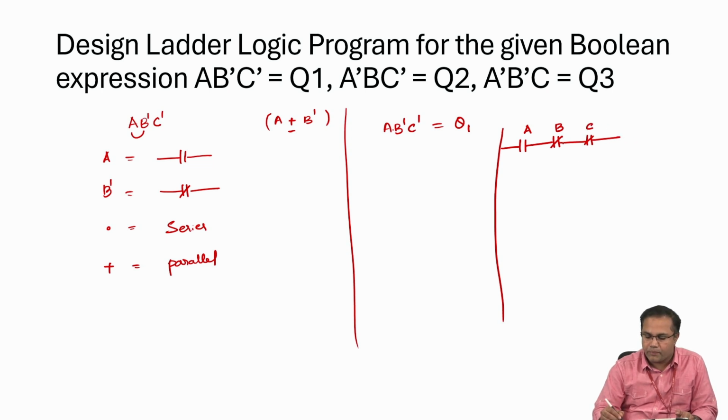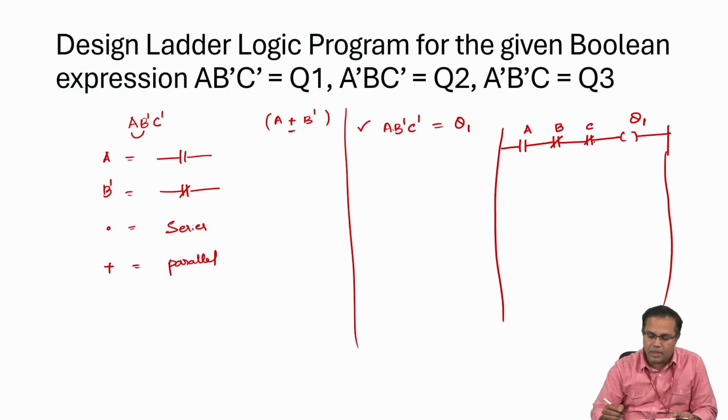Now this is a combination of my inputs. In total, this expression has three inputs, A, B and C: A in its normally open form, and B and C in their normally closed form, because there is a complement for these two literals. So this becomes the ladder logic for the given expression. Finally, this is the output Q1. So Q1 follows the logic A dot B complement dot C complement.